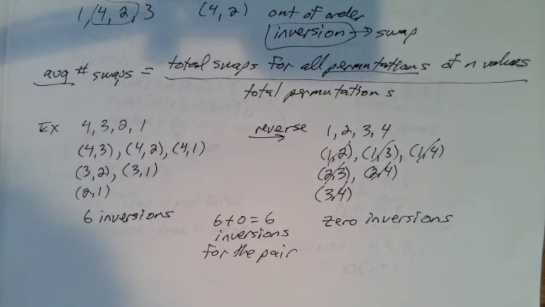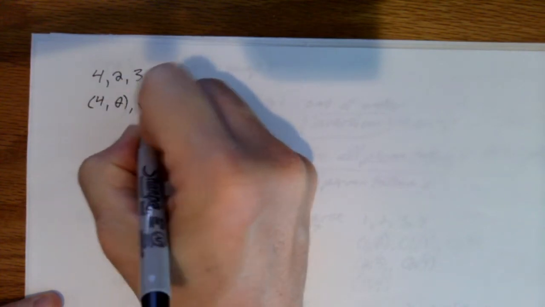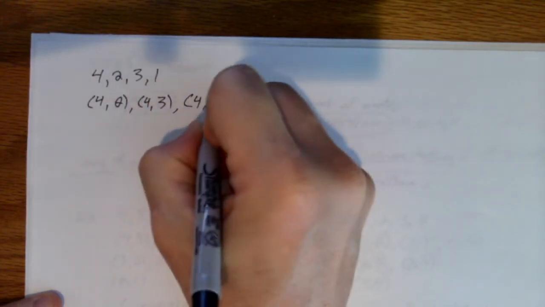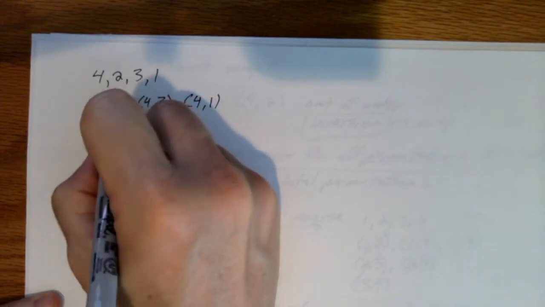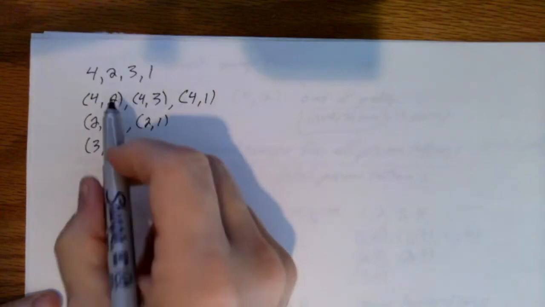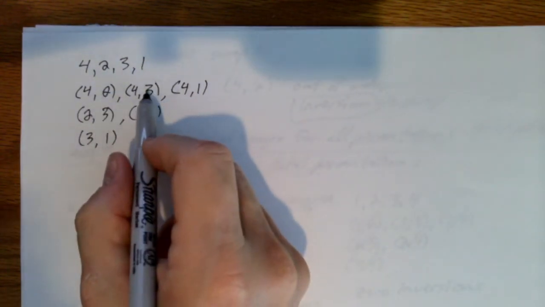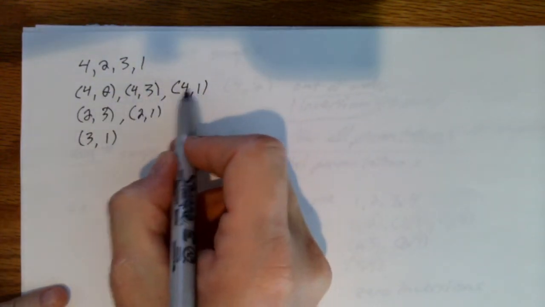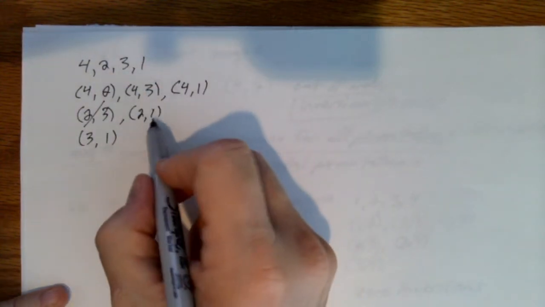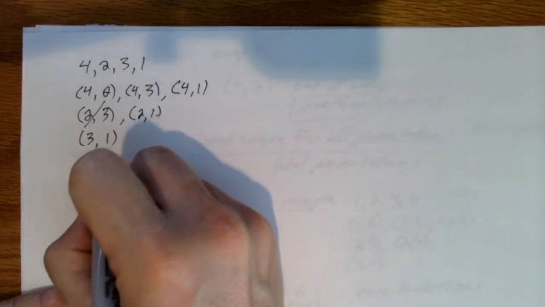Okay. Let's look at a slightly different example, just to make it more clear. So let's say we have 4, 2, 3, 1. Now the pairings are 4 and 2, 4 and 3, 4 and 1, just like before, 2 and 3, 2 and 1, and 3 and 1. 4 and 2 is an inversion, 4 and 3 is an inversion, 4 and 1 is an inversion, 2 and 3 is not an inversion, but 2 and 1 is, 3 and 1 is. So here we have 5 inversions.